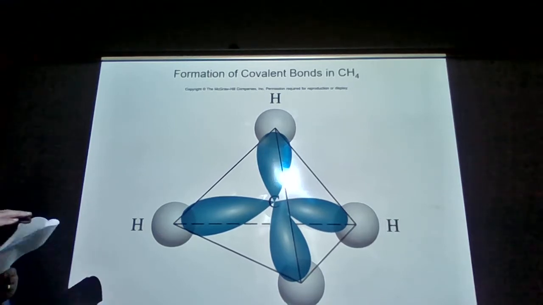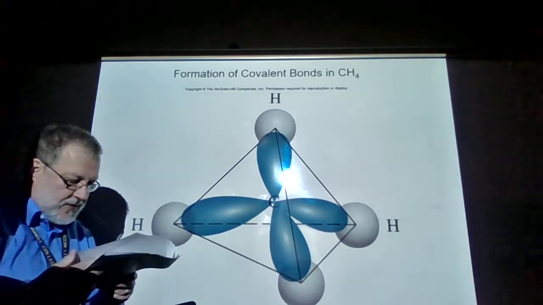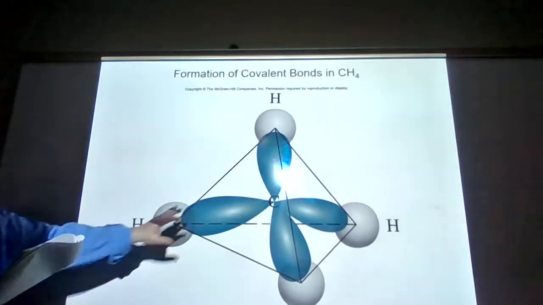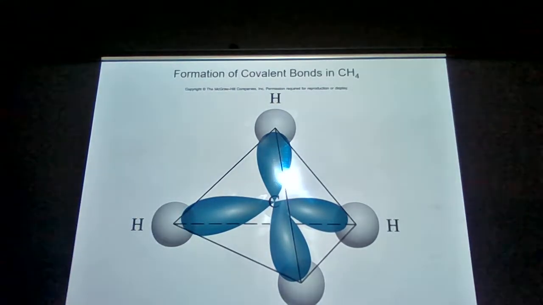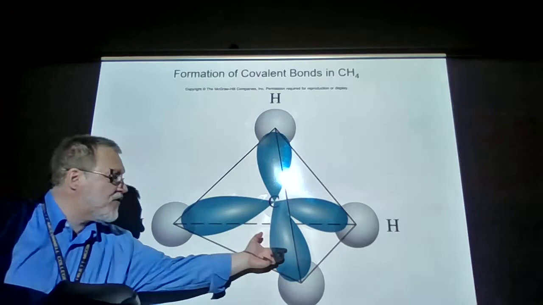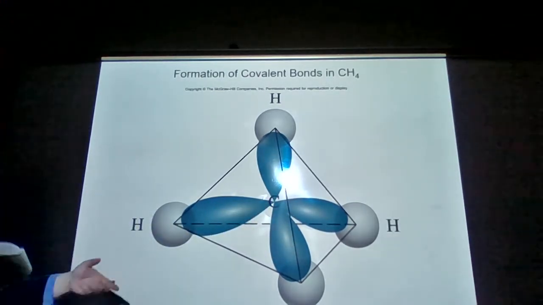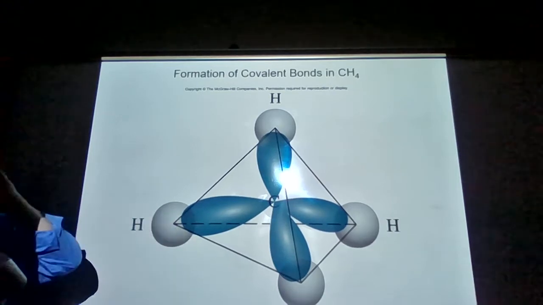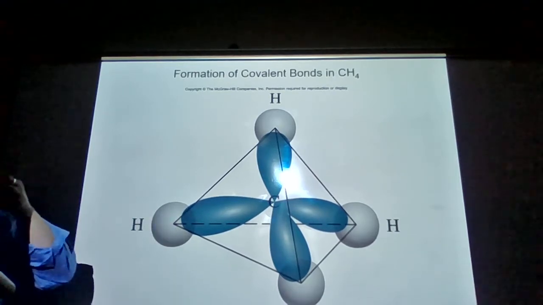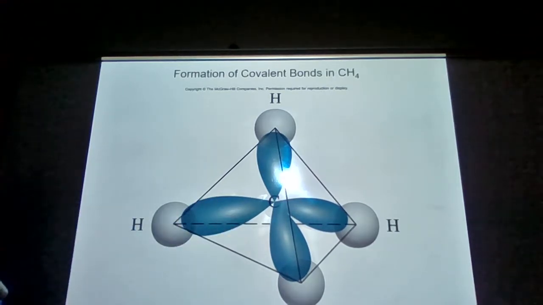The figure on the slide is figure 10.8 from the bottom of page 432. It shows the formation of 4 covalent bonds between the sp3 hybridized orbitals on the carbon and the 1s orbitals on the hydrogen. This gives us the tetrahedral shape and the bond angle of 109.5.